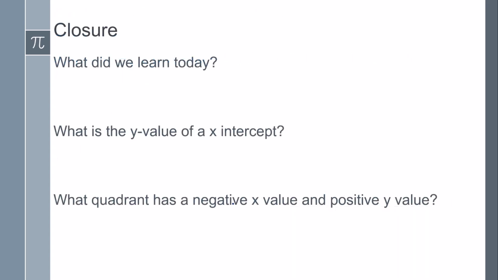So in closing today's lesson, what did we learn today? We talked about the coordinate plane, and we talked about placing points. Now, what is the y value of an x-intercept? If we were to imagine it, an x-intercept is any value that's on the x-axis, so the y value is always going to be 0. And then what quadrant has a negative x value and a positive y value? If we draw a quick sketch, negative x value, positive y value, this quadrant here, that's going to be quadrant number 2.